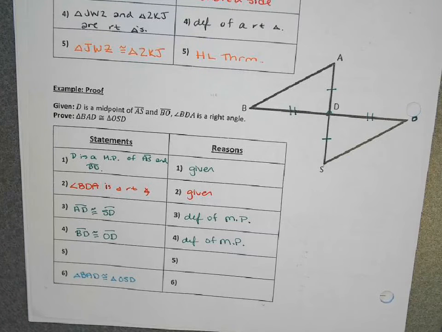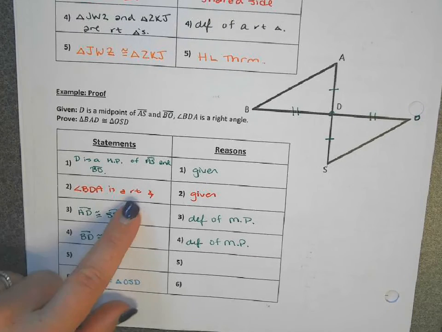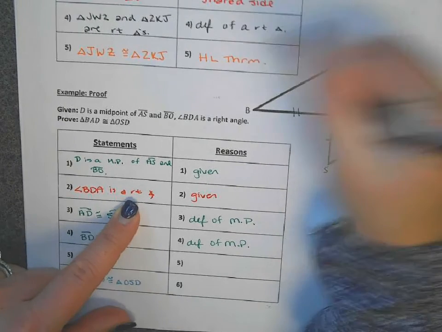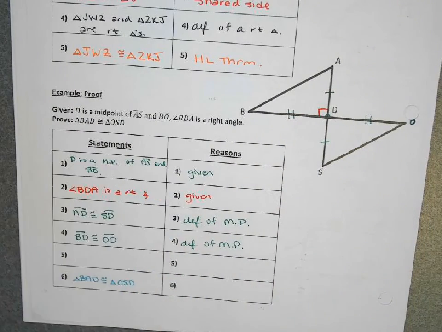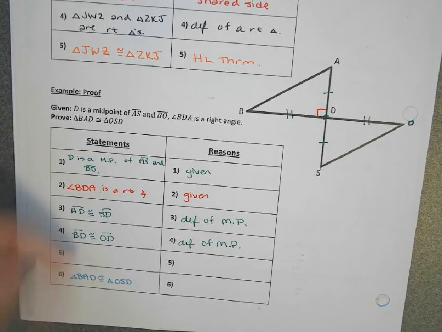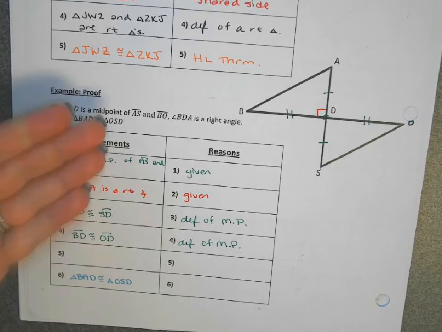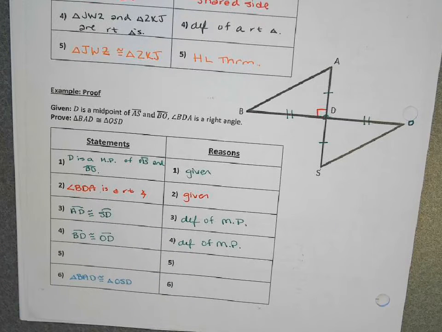I also know that BDA is a right angle. Well, I can just label that right on my diagram here. That is what that says. I don't have to write BDA as a right angle again. That's literally what it said. Okay. What else can you label on this diagram?